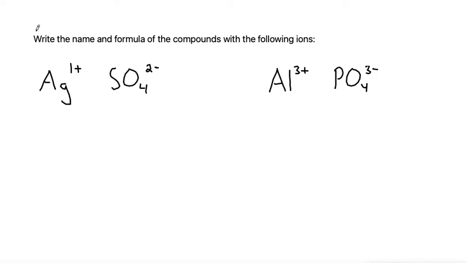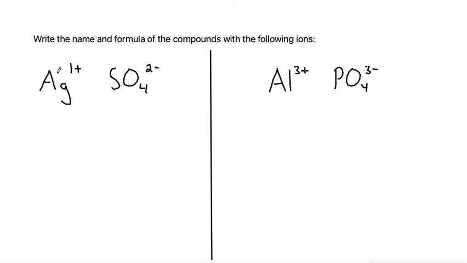Here we have a problem that says to write the name and formula of the compounds with the following ions. Our first example is Ag with a 1 plus and SO4 2 minus. This is a separate problem, so I can just make a little distinguishing line here.